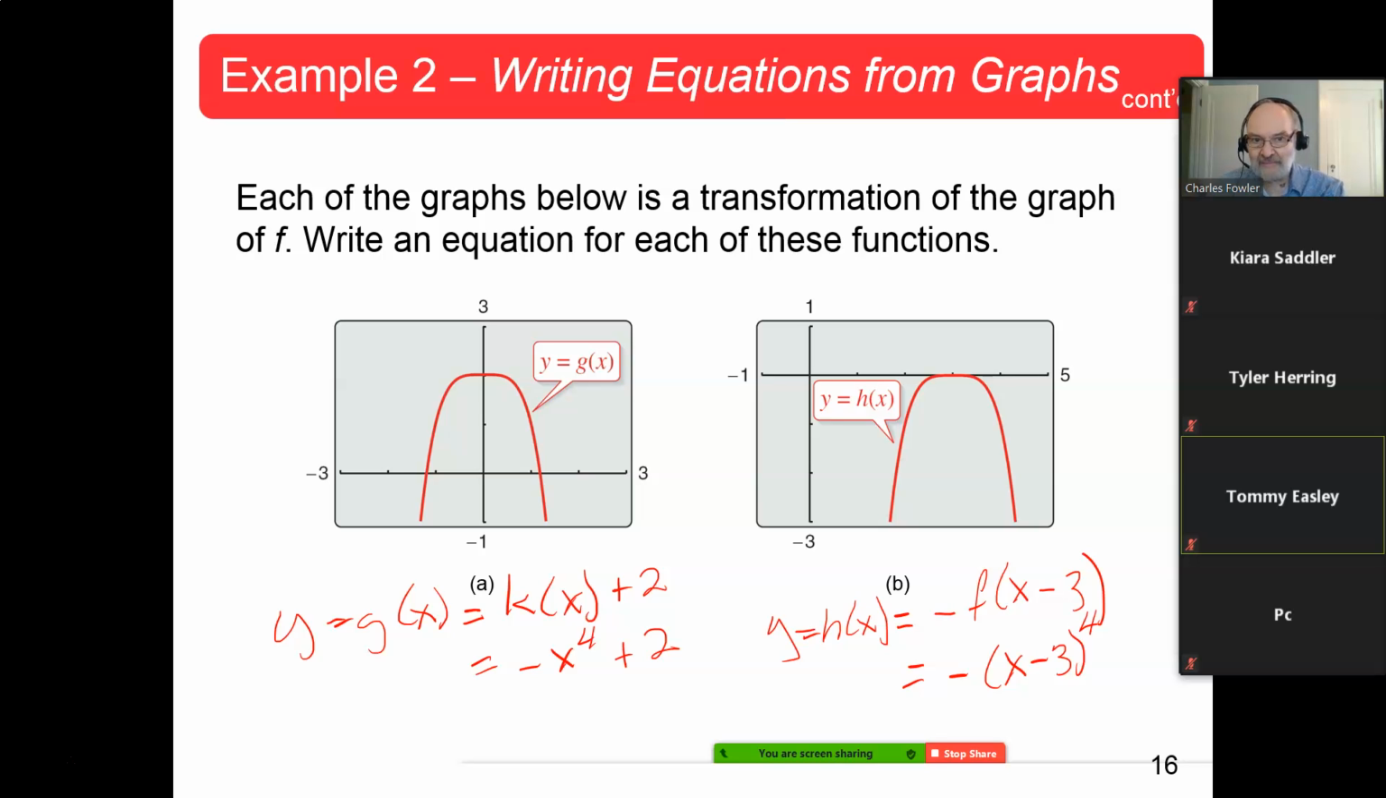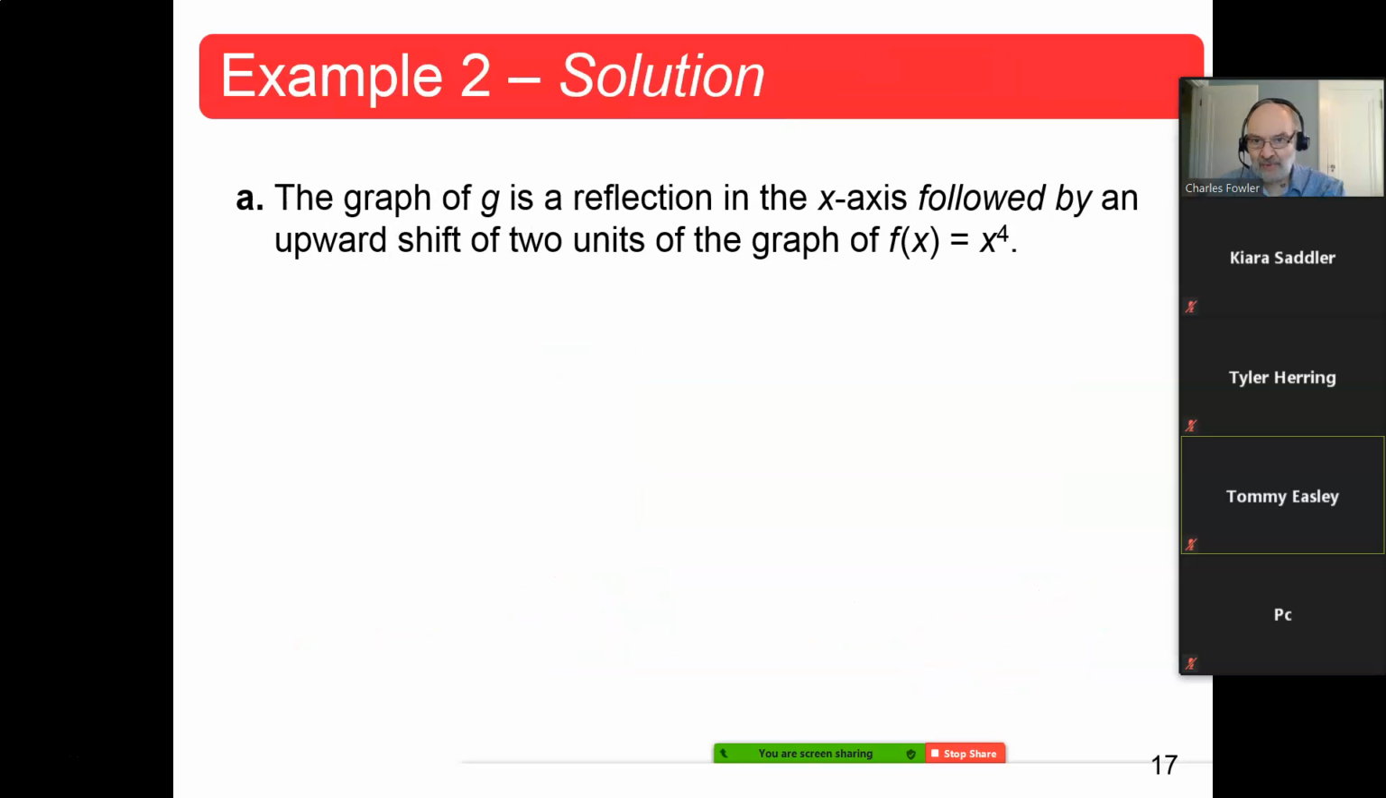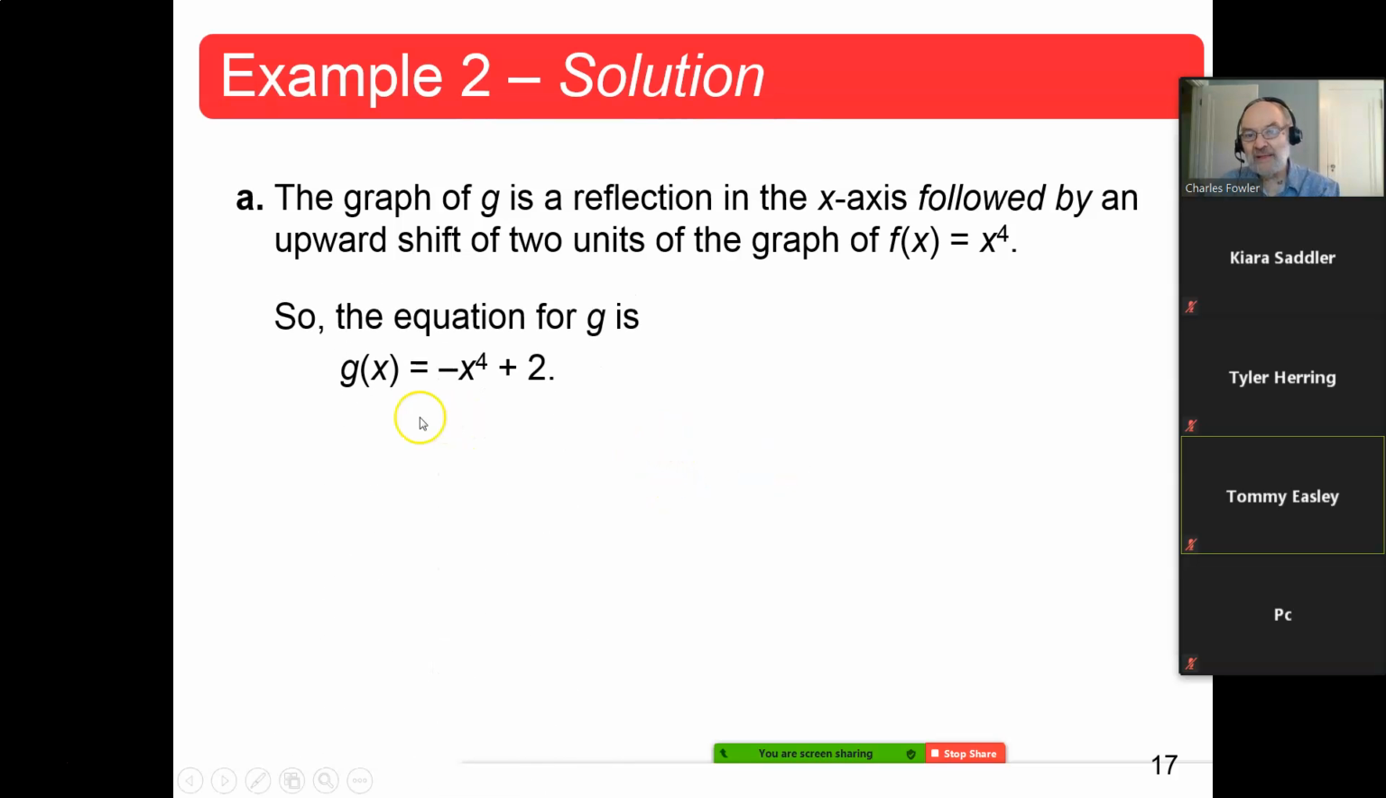Any questions about it? Let's see how the book did it. The first one, they said the graph of G is a reflection in the x-axis, got it, followed by an upward shift 2 units of the graph of f of x equals x to the fourth. So what would that make it? So the equation for G would be minus x to the fourth, that's the reflection that you do first, and then adding 2 shifts it up 2 units. Okay? Exactly like we got.